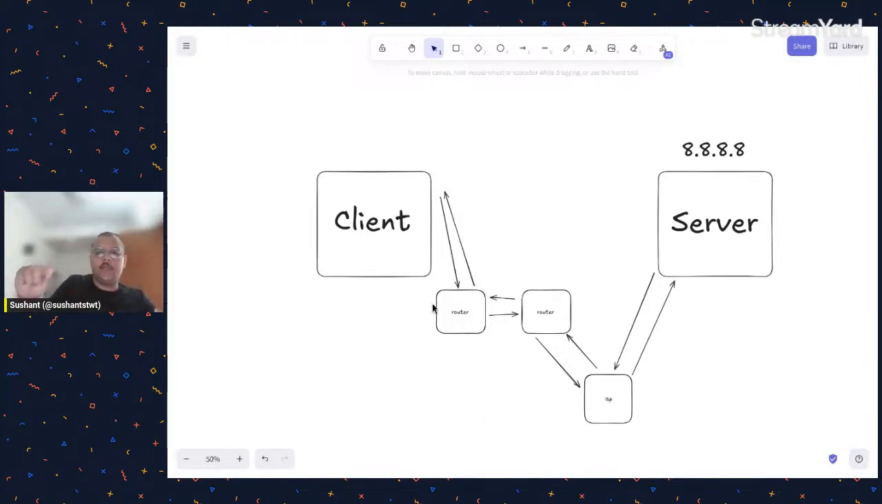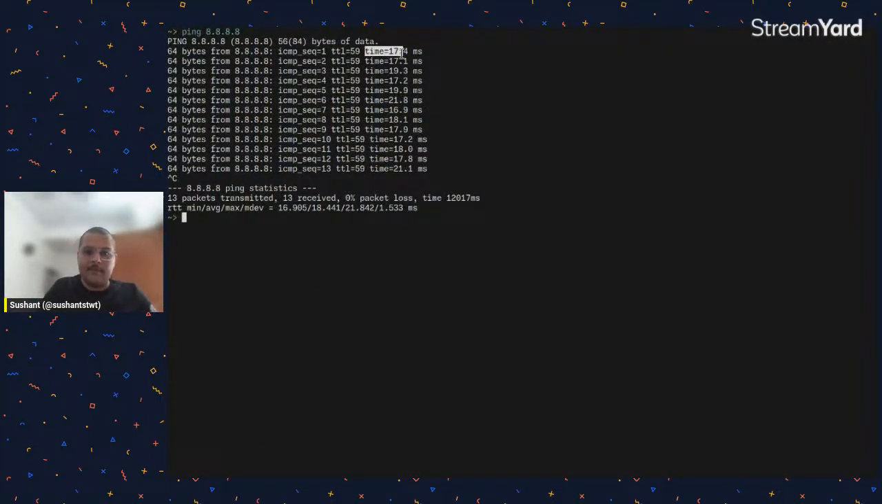Now this going and coming back is of course going to take some time, and this is that time. It took my packet 17.4 milliseconds to go to Google's DNS server and come back. So we now understand what this is. This is the round trip time: the amount of time it took us to go from my computer to the server and back. But what is the ICMP sequence and what is a TTL?